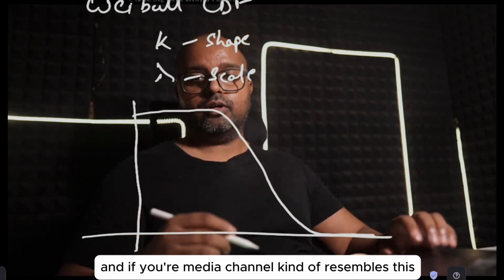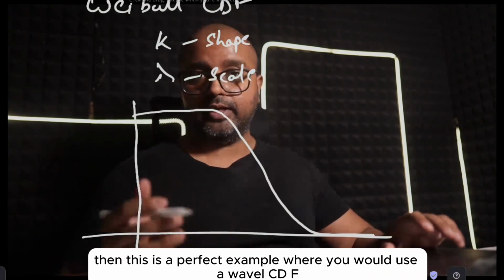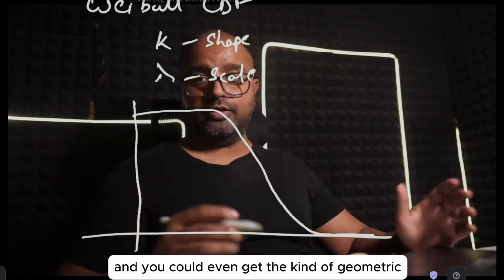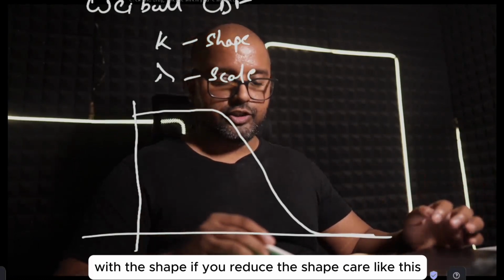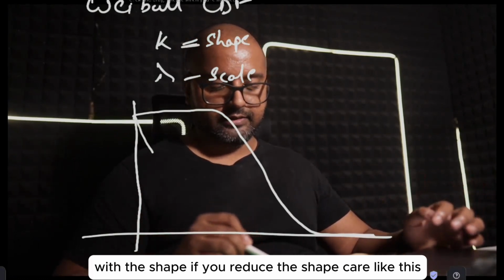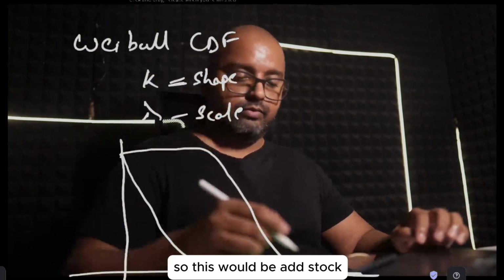And if your media channel kind of resembles this, then this is a perfect example where you would use a Weibull CDF. And you could even get the kind of geometric decay that you were working on as well with the shape. If you reduce the shape K like this, you might even get something like this in your Weibull CDF Adstock. So this would be Adstock.